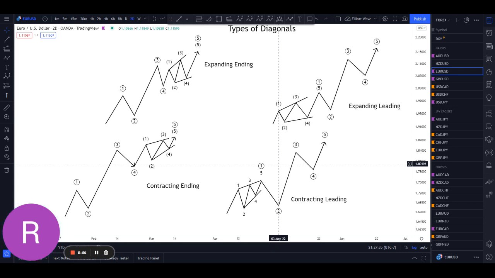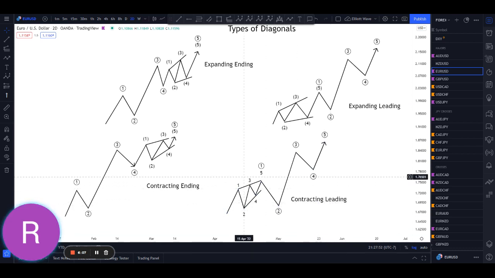If you see a particularly strong, in this example, bear market, something like 1, 2, 3, 4, 5 coming down here, and it was very intense, very strong. That's a clue that we might see some kind of leading diagonal form.